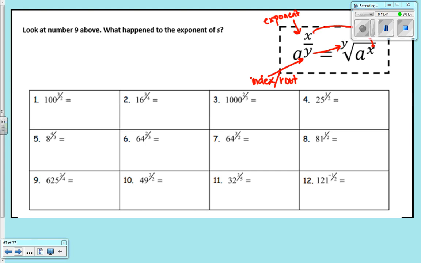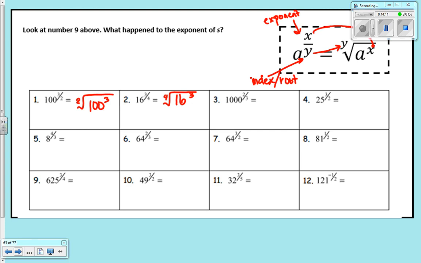Okay, so let's try this out. One, it says 100 to the 3/2. That means the bottom number, so in this case the 2, is my index. And I'm going to write it even though square roots we don't really need to, just so you can see the consistency. And then I've got 100 to the 3rd. And I'm not going to work any of these out on this page. Okay, number 2 would be 16, obviously. But then the bottom number, the 4, is my index right there. And the 3 is my exponent.